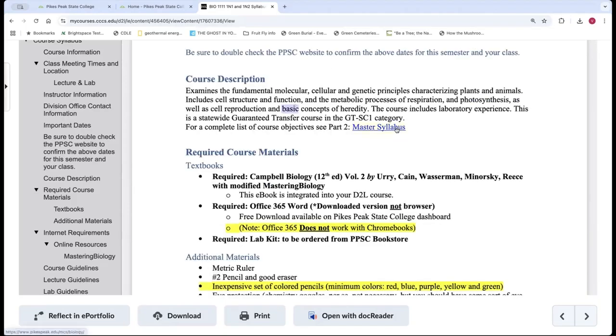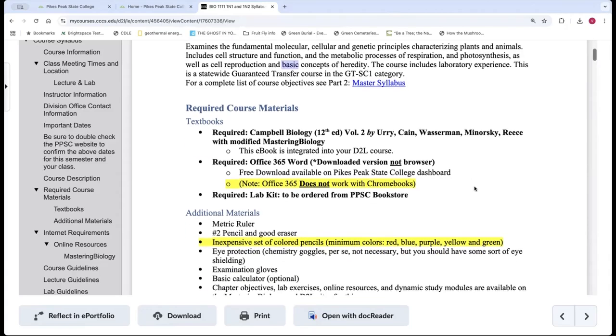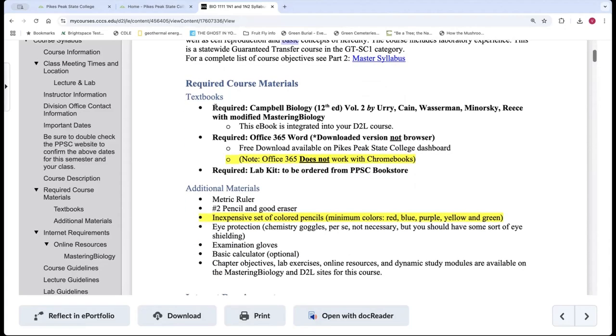Here's the master syllabus if you need to download that and take that to any future colleges that you're going to be transferring to, in addition with this syllabus. Here are required materials. The textbook. The textbook is already integrated into your D2L course shell. We've already looked at that. Required. It is required that you download Office 365 Word. It is a free download from Pikes Peak. It is not optional.